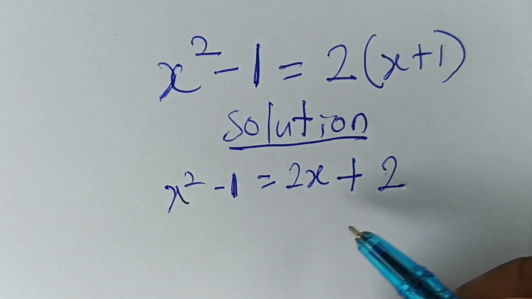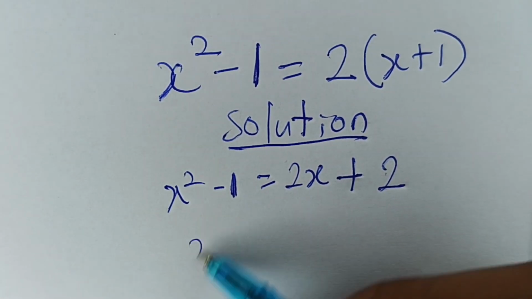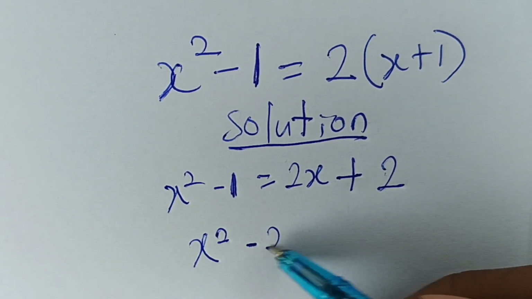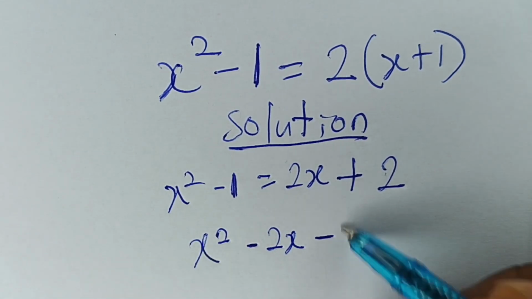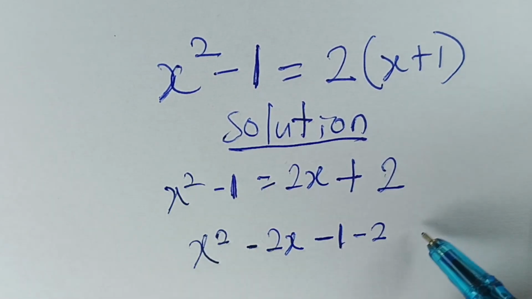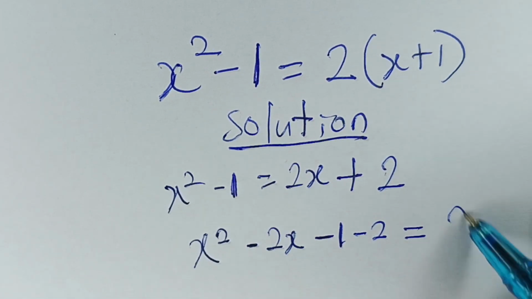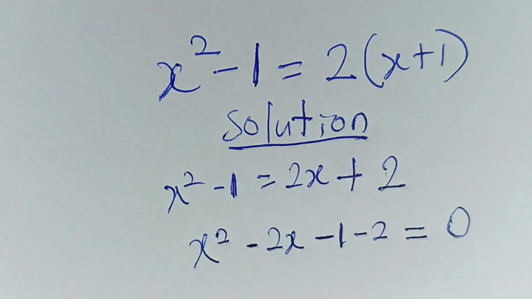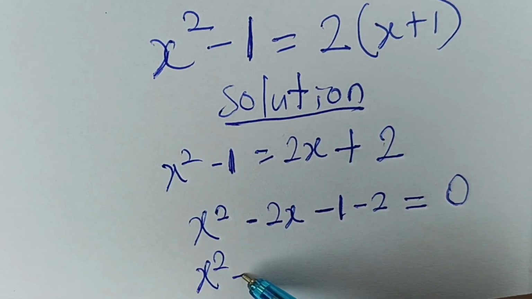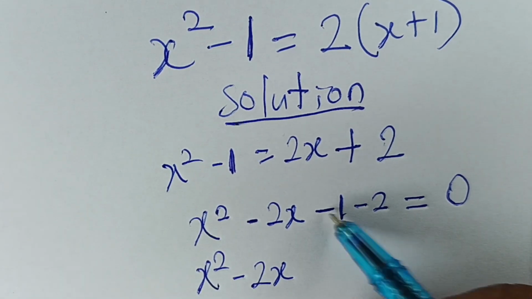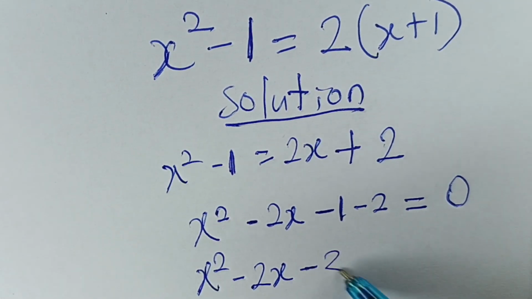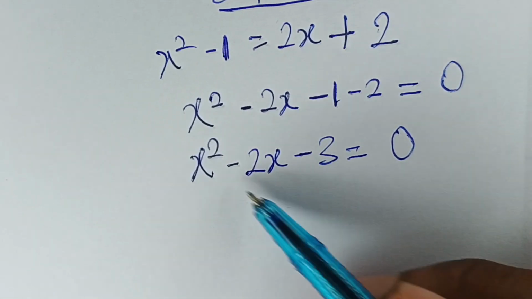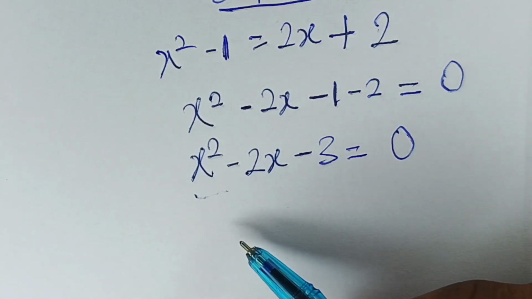is 2. Hence, I have x squared minus 2x minus 1 minus 2. What I left on this side is 0. Okay. From here, I have x squared minus 2x minus 1 minus 2, which is minus 3, is equal to 0. Okay. So I have this quadratic equation to simplify.